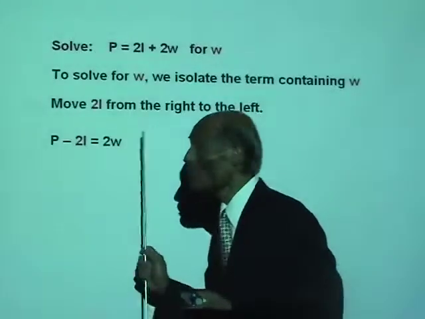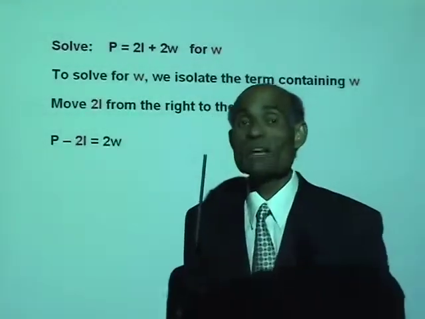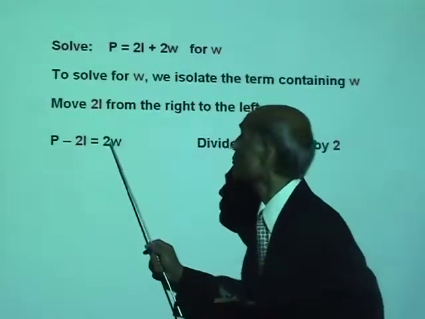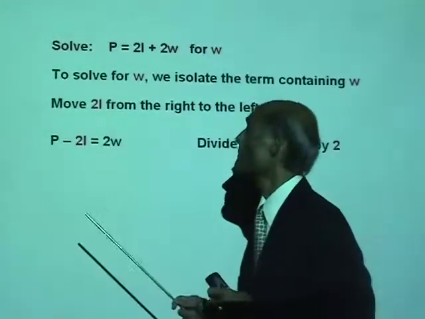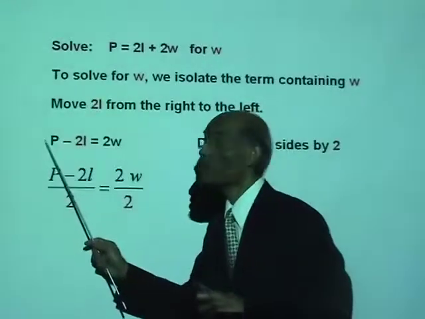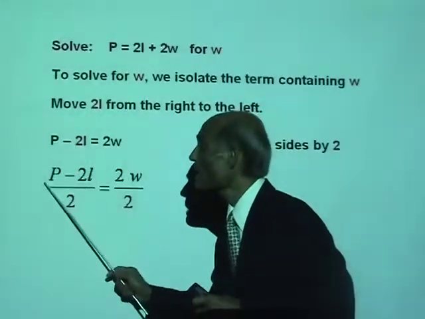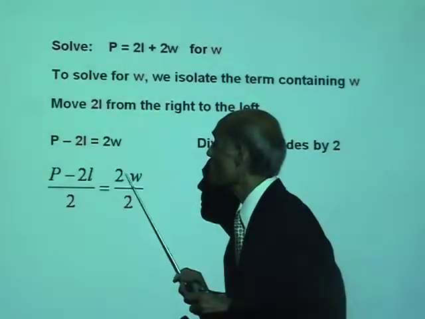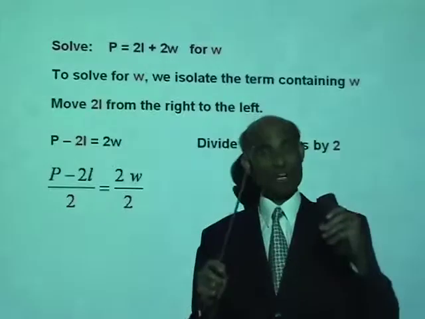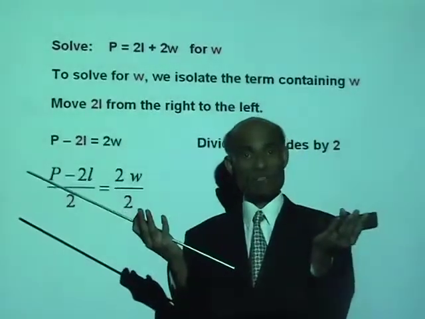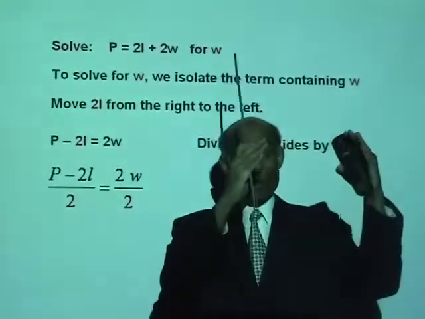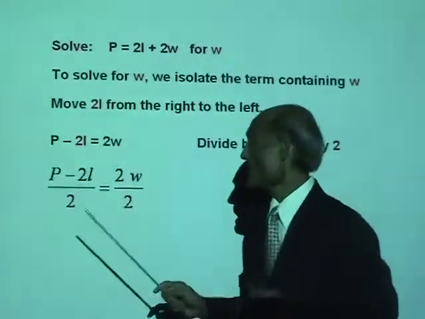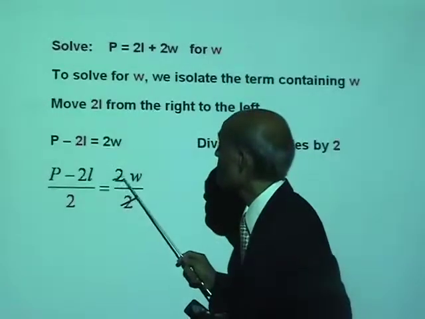We want to solve for W. We want to make the coefficient of W a 1. So divide both sides by this 2. That will be the quantity P minus 2L all divided by 2 equal to 2W divided by 2. Again, watch how I divided both sides by 2. On the left side, the whole quantity P minus 2L is divided by 2. And on the right, the 2 and the 2 go.